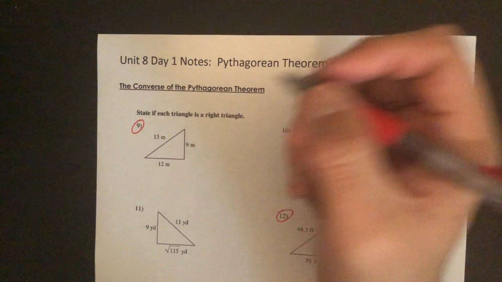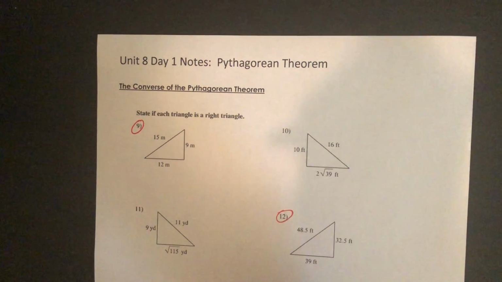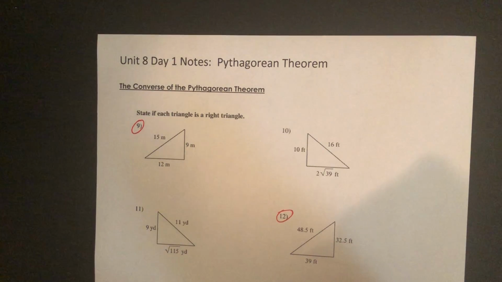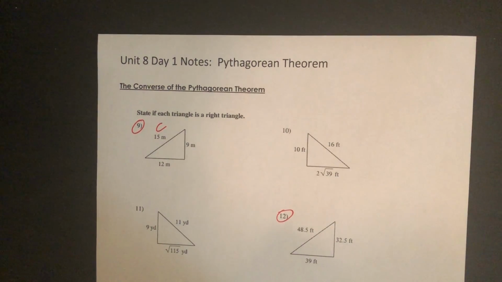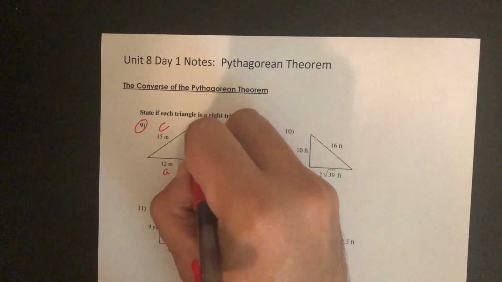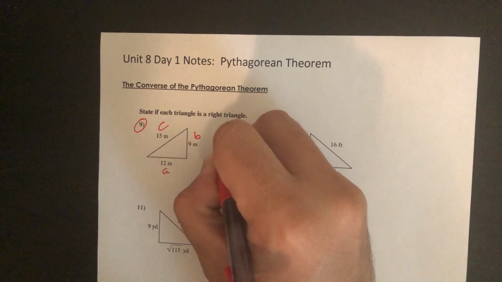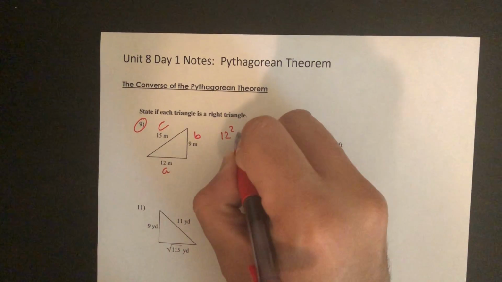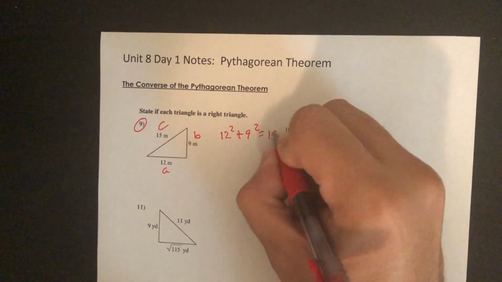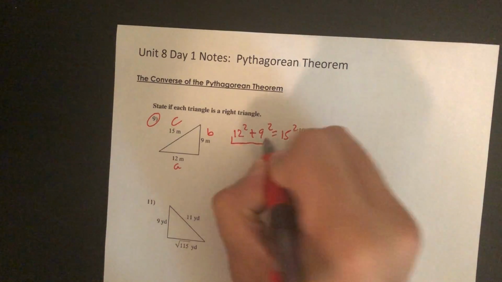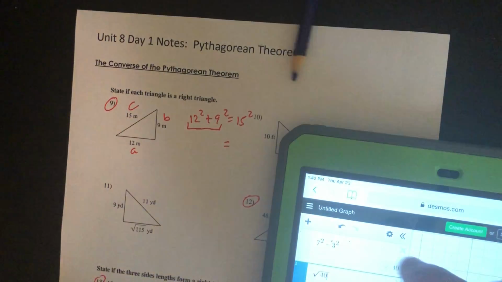So across from the 90-degree angle, or sorry, we don't know if it has a 90-degree angle, but let's choose the one that is the largest side. That's going to be my letter C, which is the hypotenuse. So we know 15 is the largest side, and the other two sides are A and B. Now, using these numbers, I'm going to plug them into my theorem. So we have A squared, which is 12 squared, plus B squared, which is 9 squared, equals C squared, which is 15 squared. I'm going to figure out what 12 squared plus 9 squared is, okay?